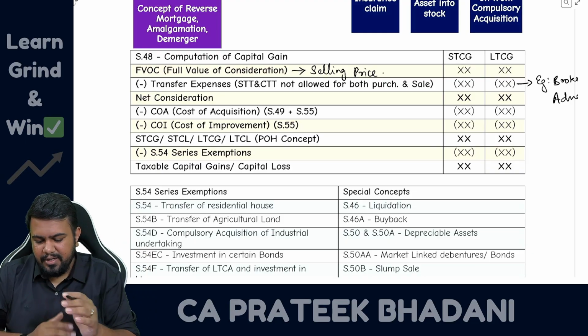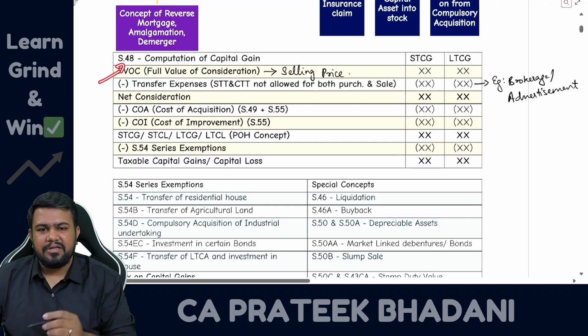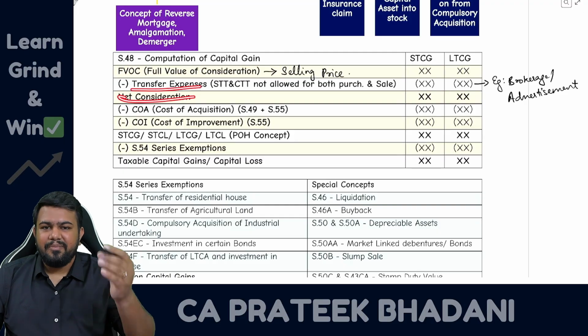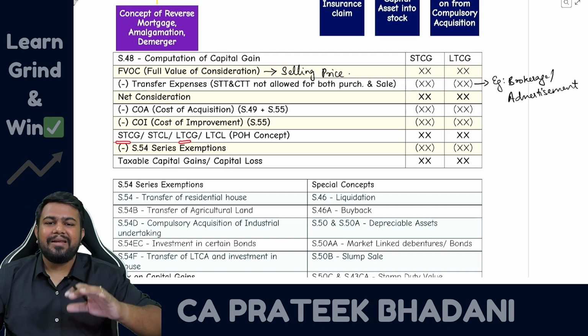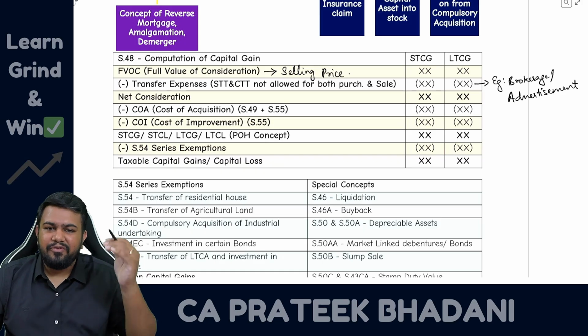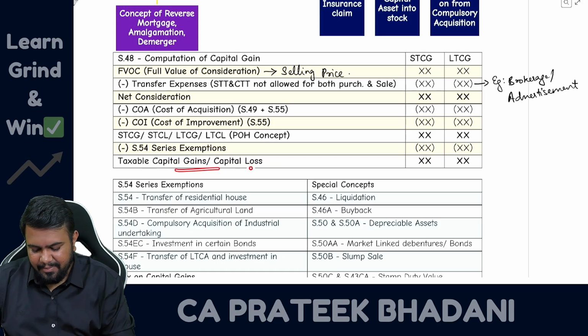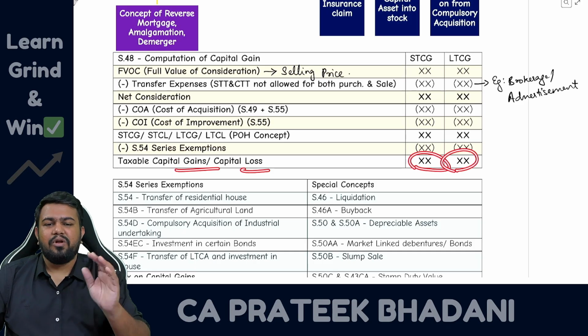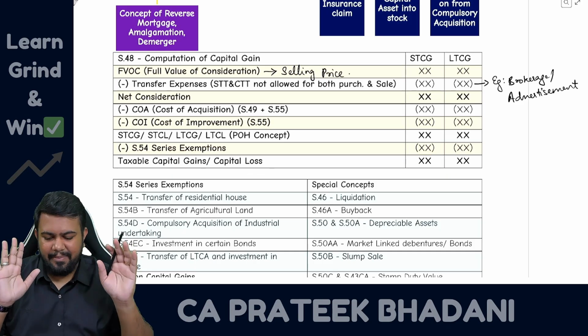You get my point? So now how to compute capital gain? First take full value of consideration. From that you reduce transfer expense, you will get net consideration. From net consideration you reduce cost of acquisition or cost of improvement, you will get short term or long term capital gain or capital loss. From that you can further reduce section 54 series exemption, and you will get the taxable capital gain or capital loss, which can be long term also, which can be short term also. So now you know how to calculate capital gains.